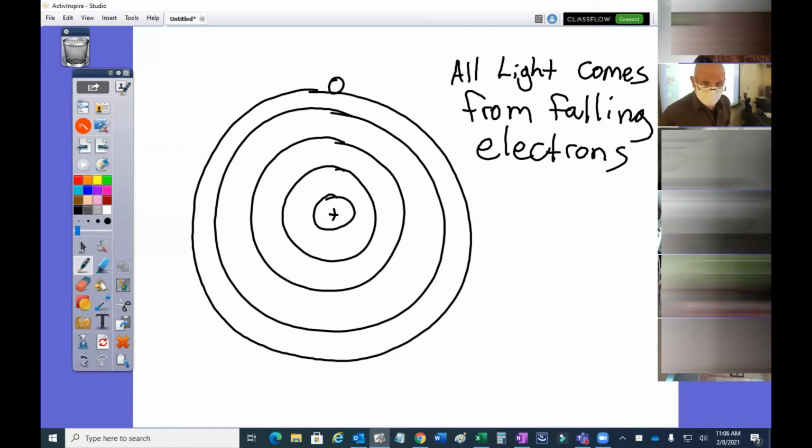I'm going to talk about that in a minute. You don't get light from the electron going up. You get light from the electron falling. All light comes from falling electrons.